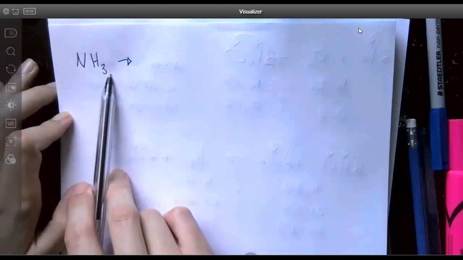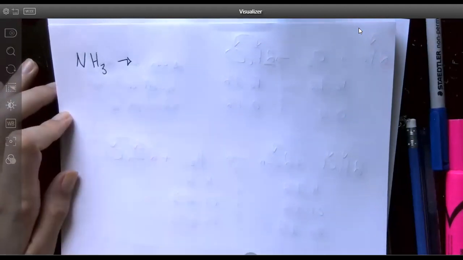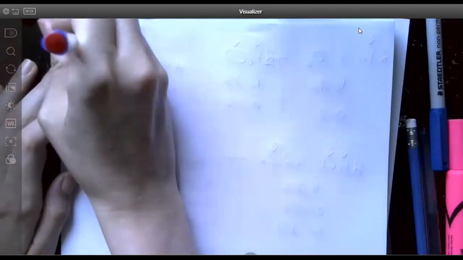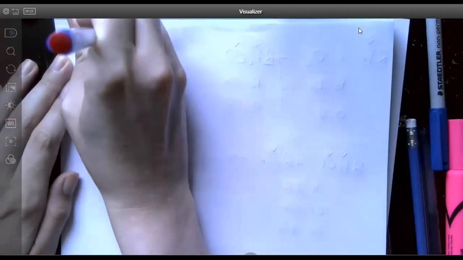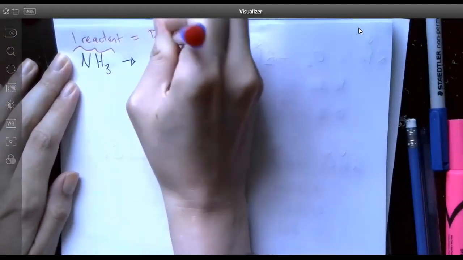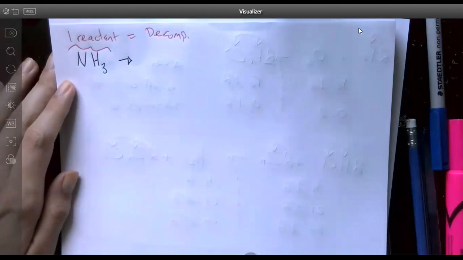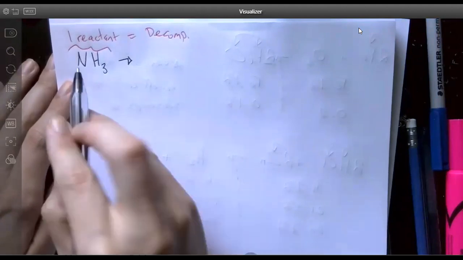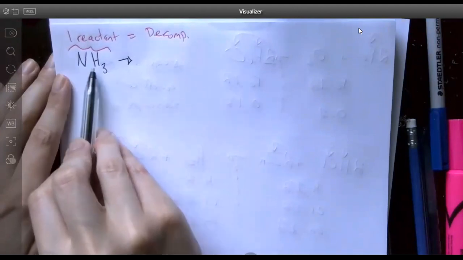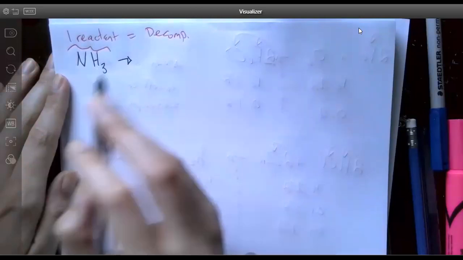Okay, so in this first example here, I have a reaction where my only reactant is this NH3, which is ammonia. As soon as I only have one reactant, that tells me right away this is a decomposition reaction, which means I can then predict the products are just going to be nitrogen and hydrogen. We just kind of break this molecule apart into the individual elements.